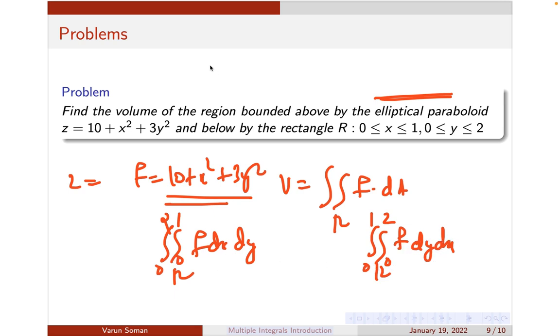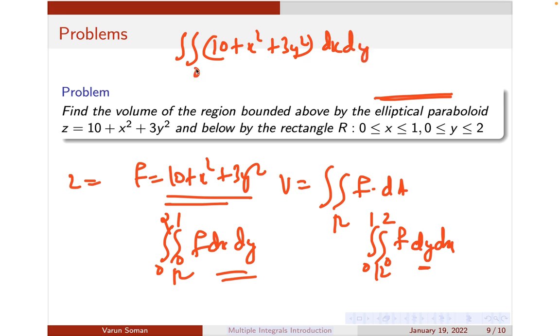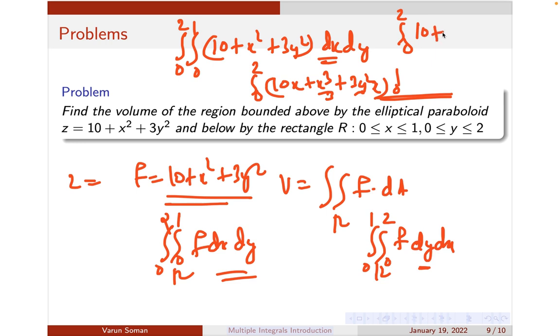So what will you get here? Please try to do any of them. If I am using this order, it will be the double integral of 10 plus x square plus 3y square dx dy, where x varies from 0 to 1 and y varies from 0 to 2. Now it is straightforward integration. Integrate with respect to x. What will you get? It will be the integral from 0 to 2 of 10x plus x cube by 3 plus 3y square x, in the limits 0 to 1. Applying it, you get the integral from 0 to 2 of 10 plus 1 by 3 plus 3y square dy.